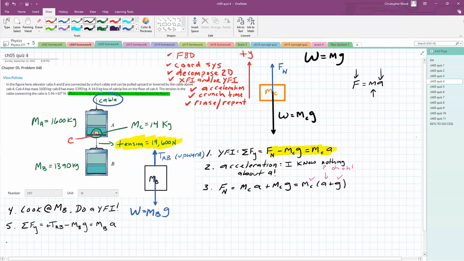Now, your very next step is to say something about acceleration. And here I can actually say something hopeful. You've got to follow this up with an acceleration comment. And this is where you say, aha, the acceleration of elevator cab B is going to equal the acceleration of elevator cab A, which is that top cab. So I'm just going to call it A. Because, and you know why? Because mass A and mass B are connected.